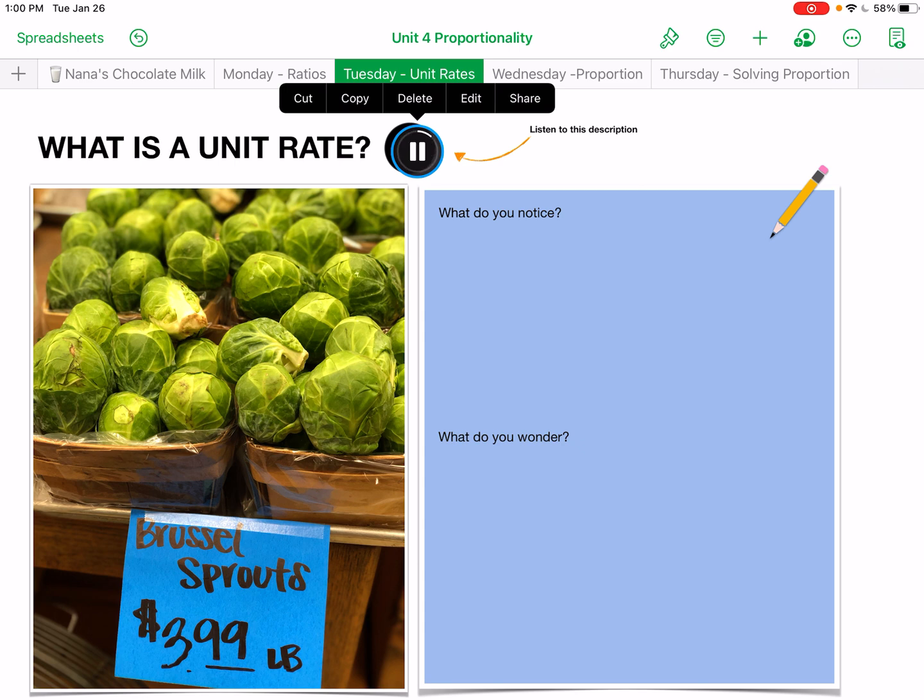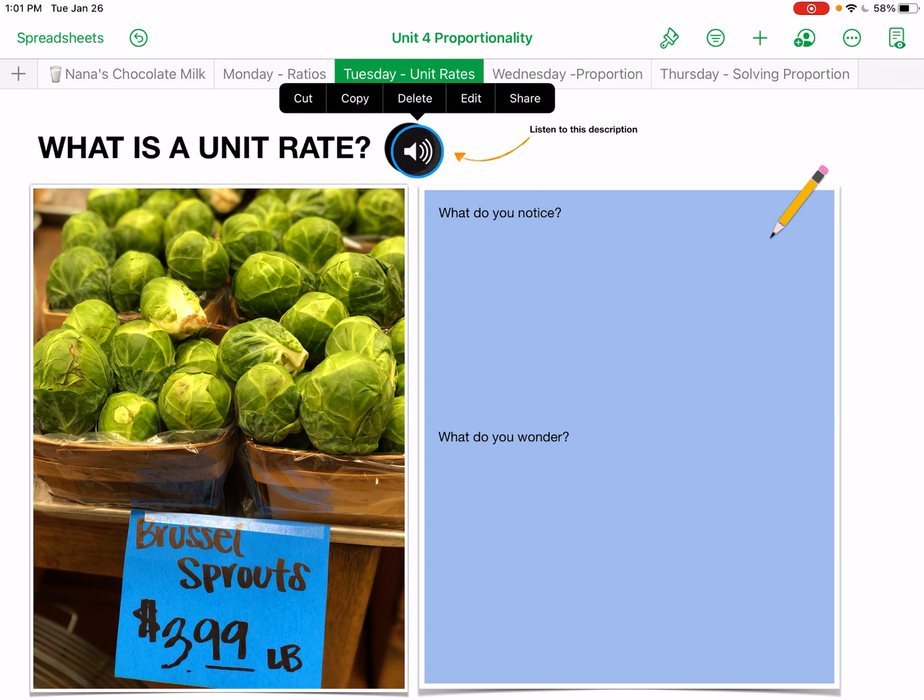Unit rates are a type of rate in which the second quantity is 1 unit. $2.75 for 1 gallon of milk is an example of a unit rate. To find the unit rate, divide. Make sure you remember your units.